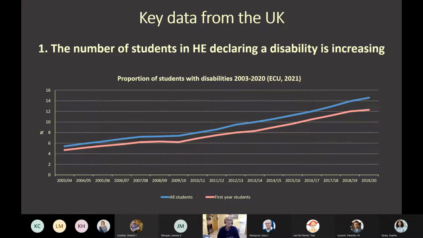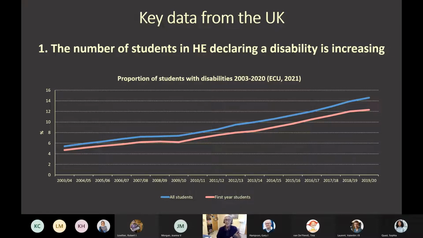So just looking at some data from the UK then, more broadly in terms of the landscape surrounding students with disabilities, we can see if we go back almost 2 decades now that we're on an increasing trend in terms of the proportions of students that are coming into higher education and declaring a disability. So in the latest data that we have, it's around 14.5% of all students in HE that have declared a disability, and around 12% of students in the first year.